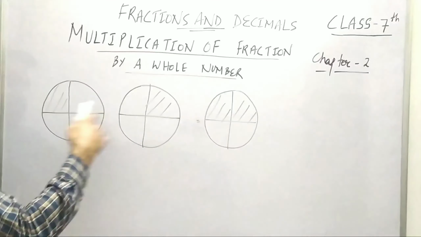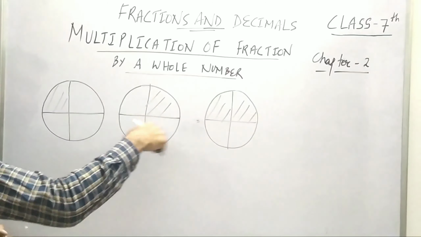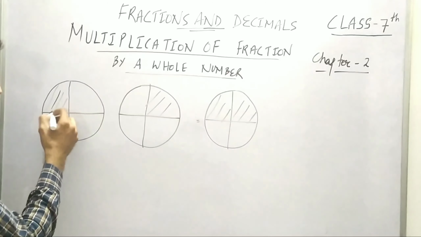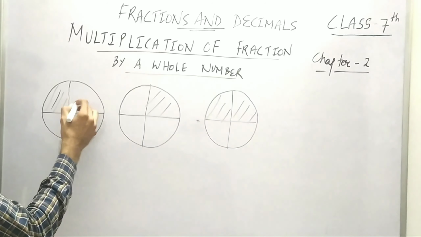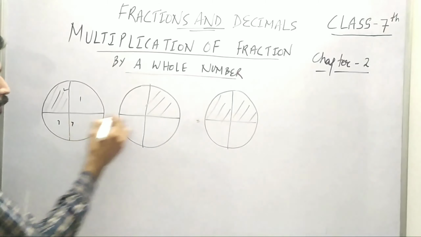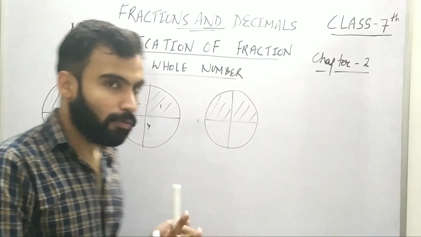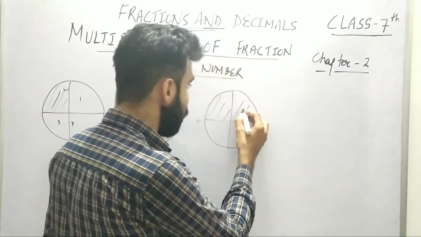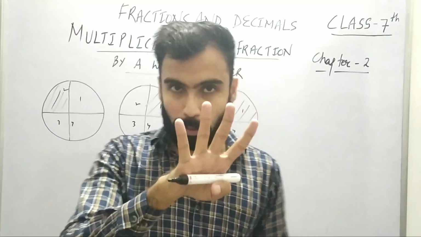You will see there are 3 circles and there's an equal sign too. In the first circle, the first part is shaded. The total number of parts are 1, 2, 3 and 4. Here also 1, 2, 3 and 4. So the total number of parts in each circle is 4. You can see here I have divided a circle into 4 equal parts.